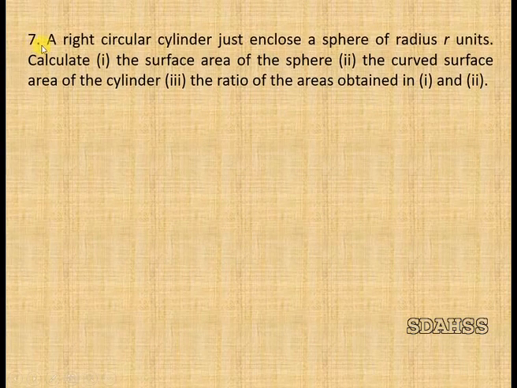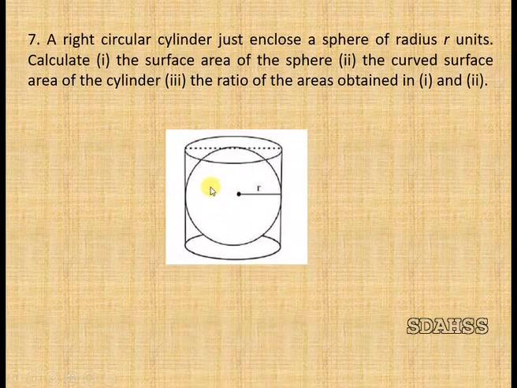Tenth sum. A right circular cylinder just encloses a sphere of radius r units. Calculate the surface area of the sphere, the curved surface area of the cylinder, and the ratio of the areas obtained in 1 and 2.